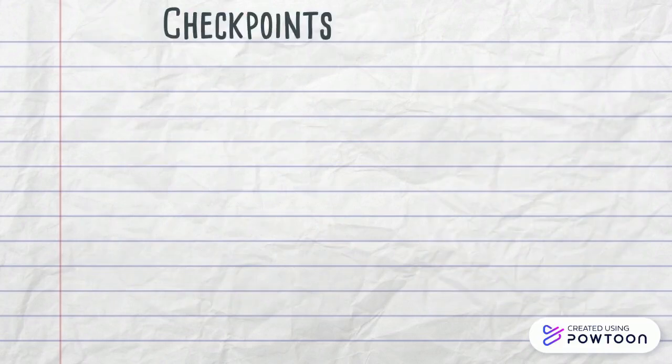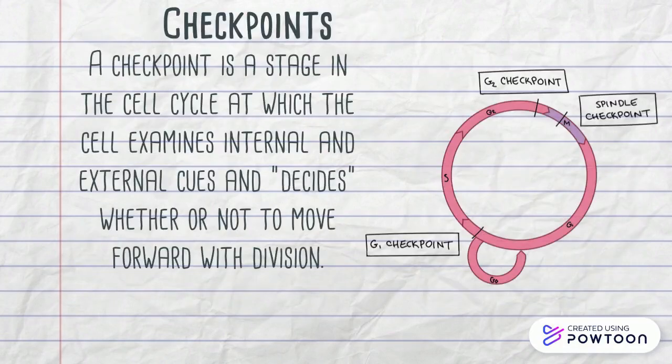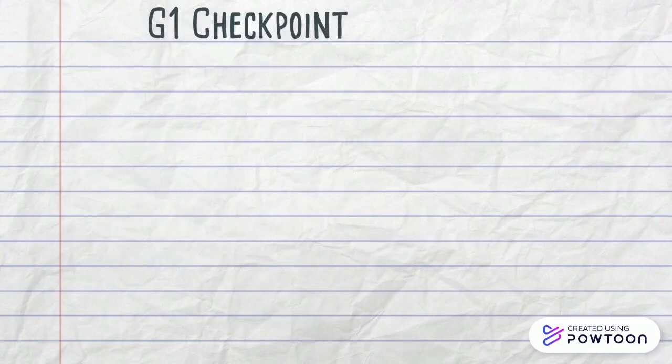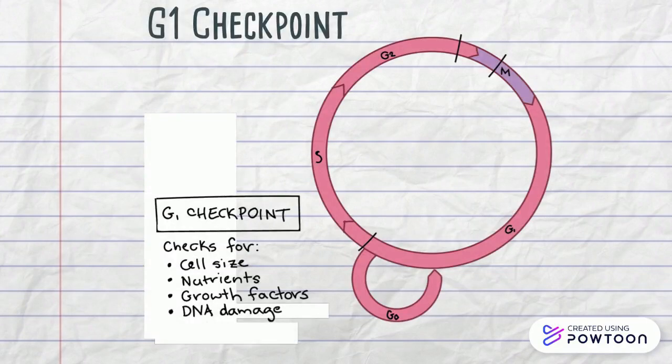A checkpoint is a stage in the cell cycle at which the cell examines the internal and external cues and decides whether or not to move forward with a division. The first checkpoint is in G1 and the cell checks for the cell size, nutrients, growth factors, and damage in the DNA, and if all of those things are not regulated, the cell may self-destruct.